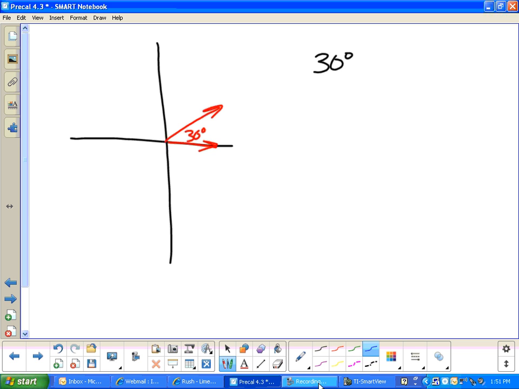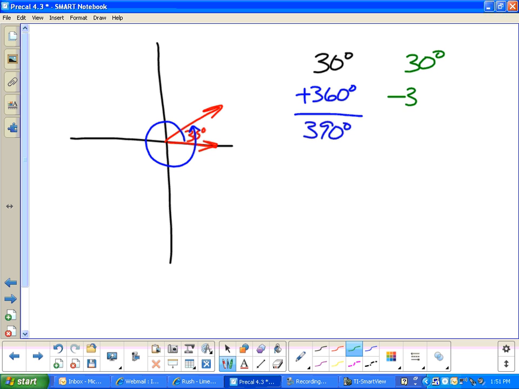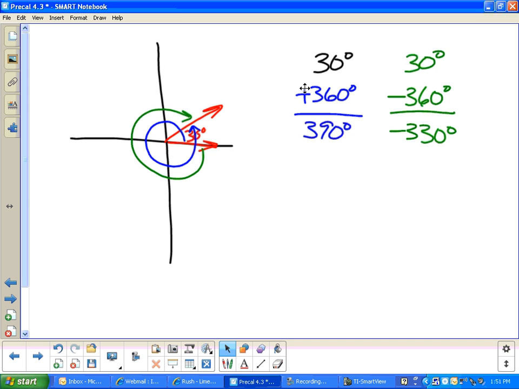Okay, one solution is to add 360, and you end up with a 390-degree angle. That would be coterminal. Go around for 360 again, and 390 degrees is coterminal. Another solution would be to subtract 360. So I want a 30-degree angle, subtract 360, go a negative 330 degrees. That would be a 330-degree spin, and it's coterminal.